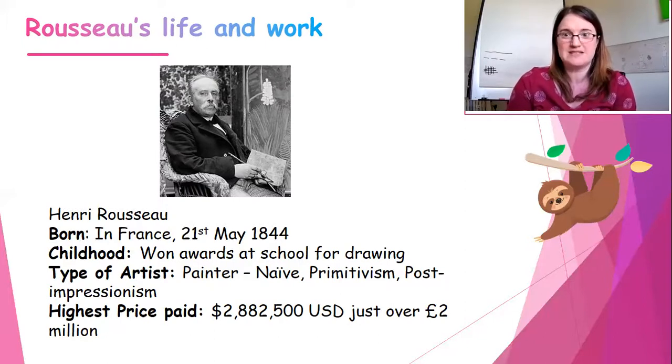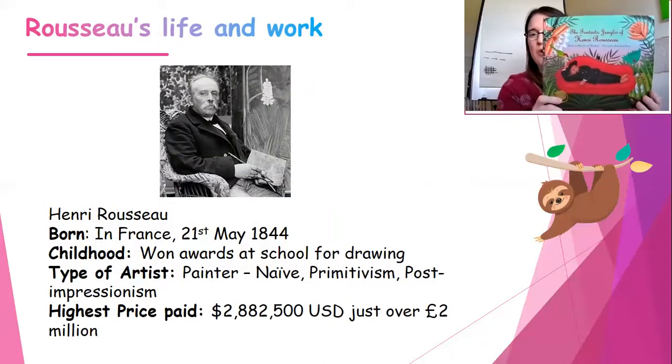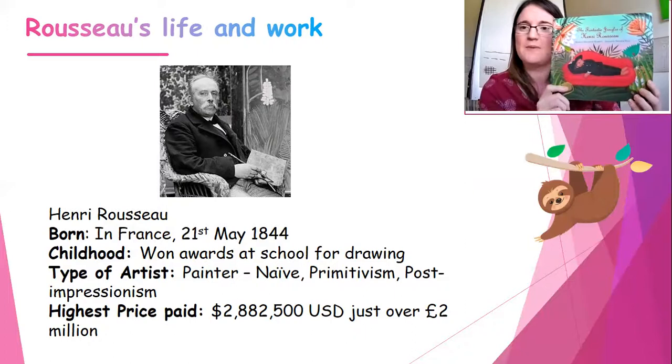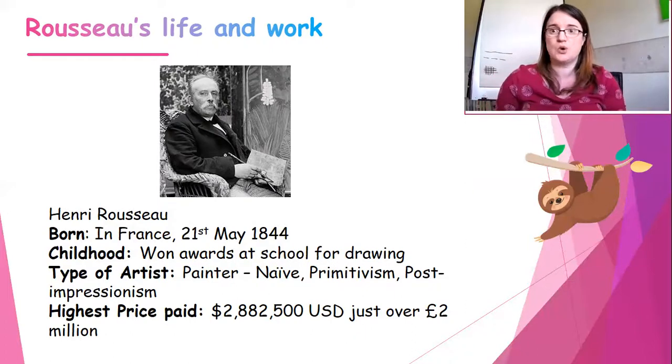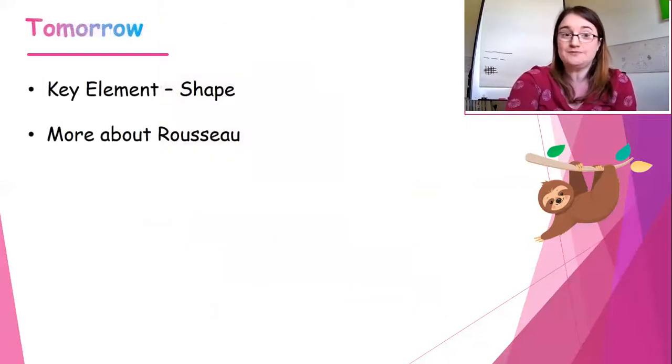His highest priced painting sold for $2,882,500 US, which is just over £2 million. So he's clearly a very talented artist, or what we now see as a very talented artist. Over the course of the next lessons, we're going to be exploring this book, which is a book all about his life, and we'll find out a bit more about him, and we're going to see all sorts of his paintings. So that's what we're going to do tomorrow. We're also tomorrow going to look at the key element of shape. So we're going to move our lines into forming shapes tomorrow.